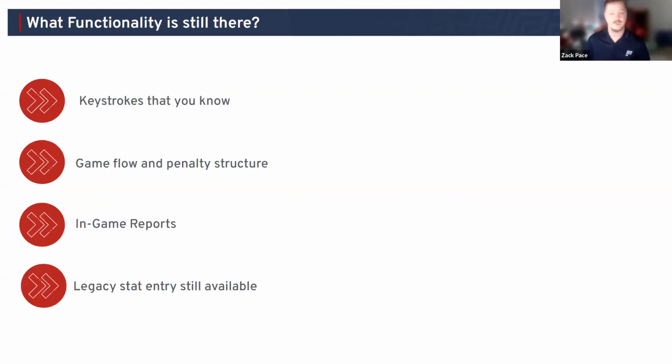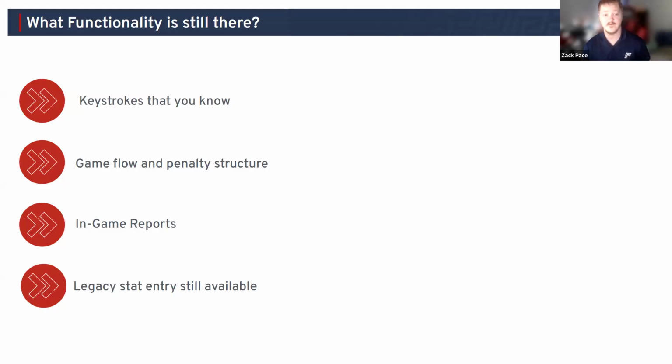So what functionality is still there? And the big one is the keystrokes that you know and love are not going away. So you're still sitting there. You can still hit P for pass, R for rush. The keystrokes are not going away. We're keeping those. I know those are a big point of which you all use.